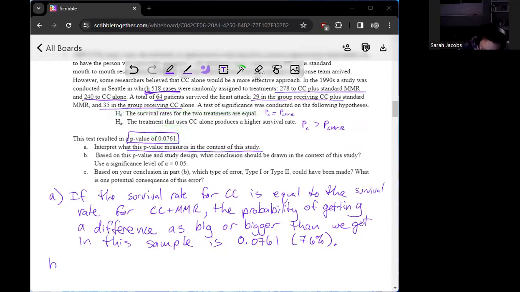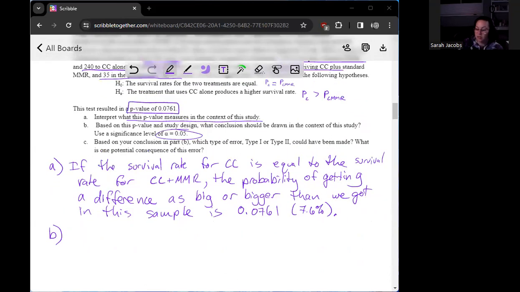Okay. B. Based on this p-value and study design, what conclusion should be drawn in the context of this study? Use a significance level of 0.05. And so this is our classic hypothesis test conclusion. You didn't have to do all the parts. You do have to do the conclusion.